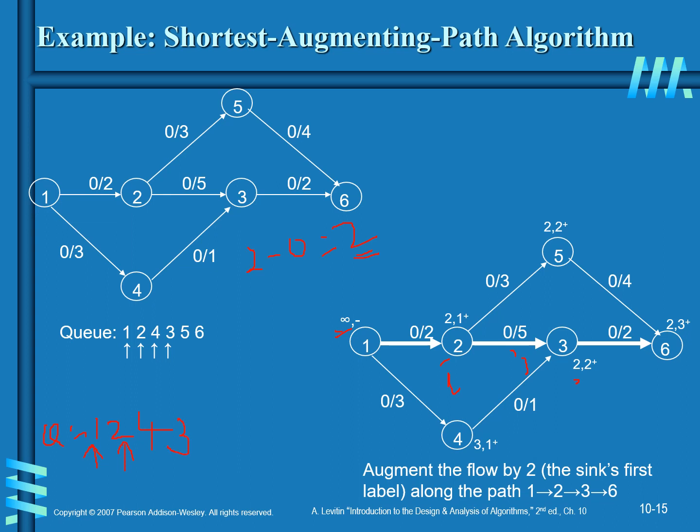Next, there is one more forward edge, to 5. So 3 minus 0, 3. Then you compare this with label 2, which is minimum, again 2. So 2 comma, again 5 is reached from 2. So 2 comma 2. Since it is a forward edge, plus. Now you have labeled vertex 5. You add that vertex also into Q.